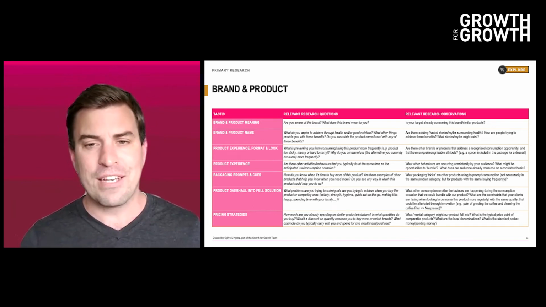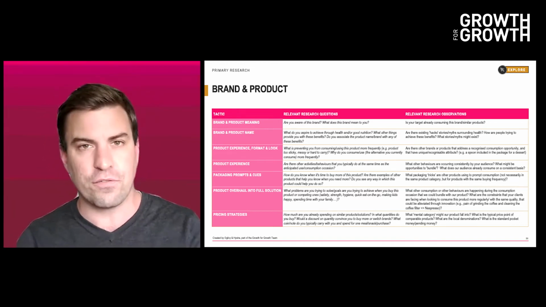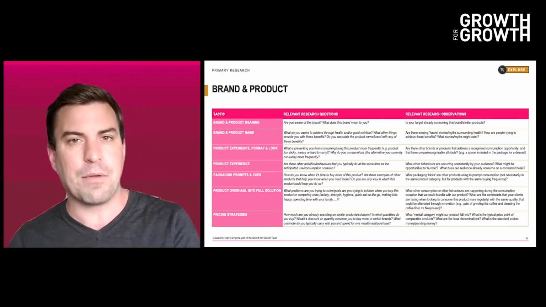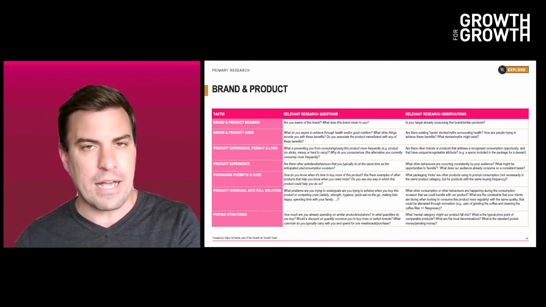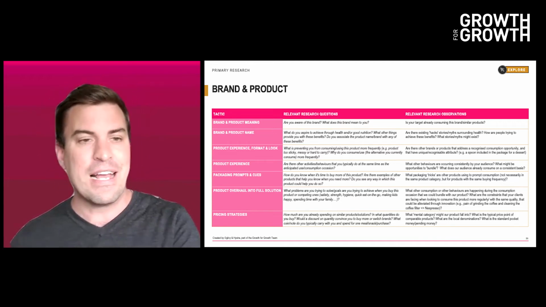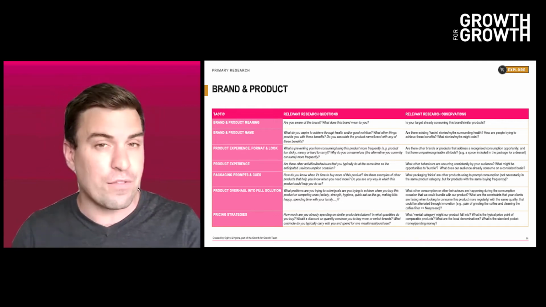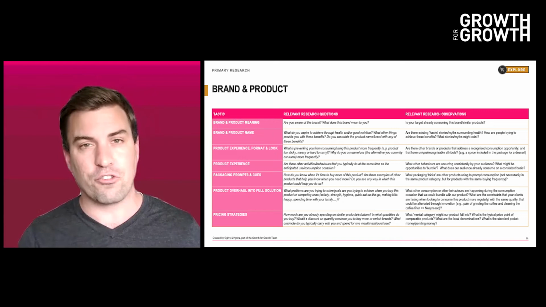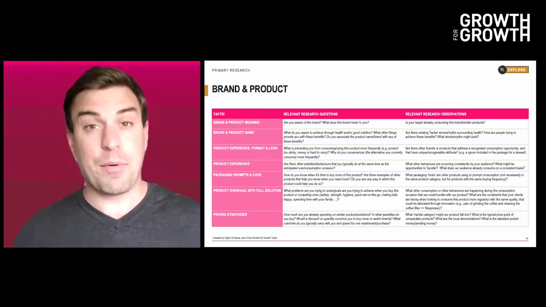We can also ask, is our target already consuming this brand or similar products? Is this a question of trial, or is this simply about increasing the consumption pattern? Are there similar products that they are consuming that we can better learn from? Why might they be consuming those products and not ours? What is it again about the brand or the values of that product or brand that we can extrapolate within our own? We can then look at it from a product experience perspective.